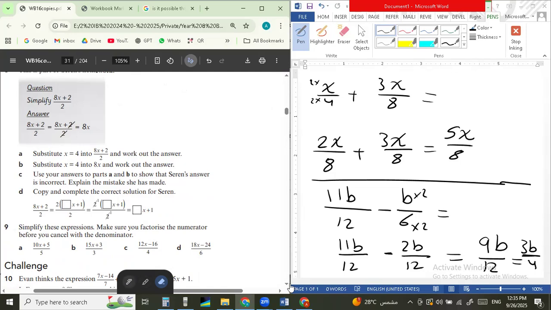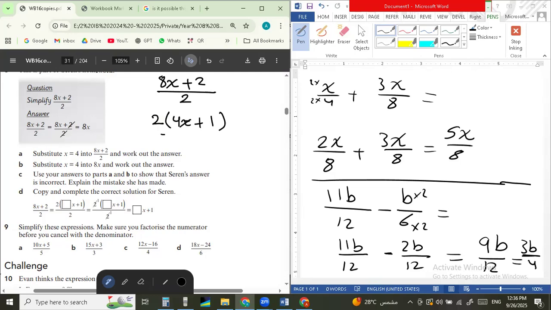Let's simplify this. 8x plus 2 over 2. And I need to simplify it. How can I simplify it? First, can you factorize 8x plus 2? Is there a factor that you can get from there? Or in other words, is there a number that you can divide both of them by? Yes, Mister, I can take a 2 out of both of them. I can divide both terms by 2. So let's get it out. 2 times 4x plus 1 over 2. By to this with this, it is equal to 4x plus 1.